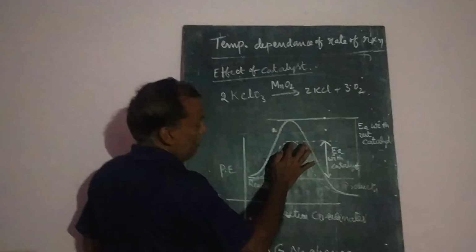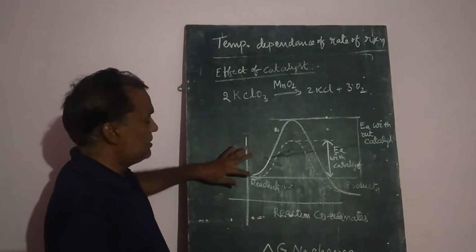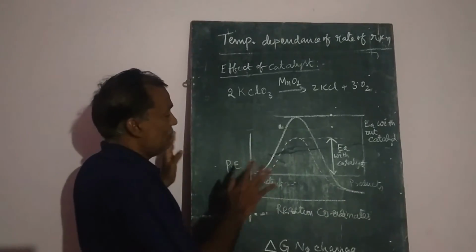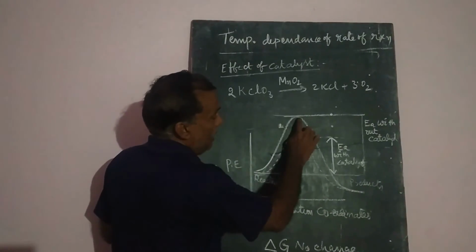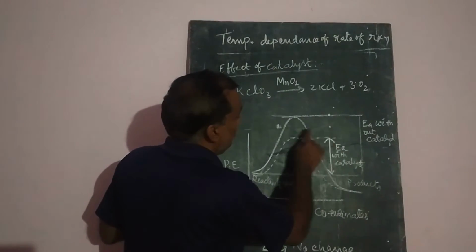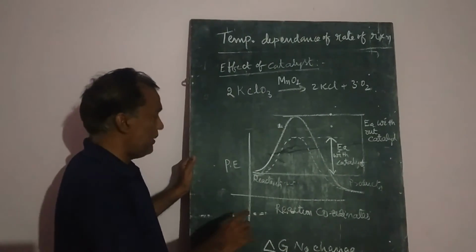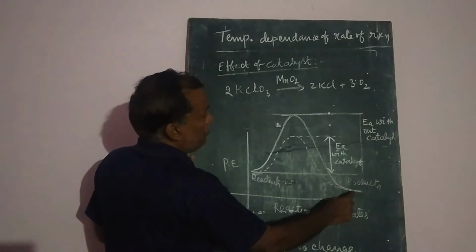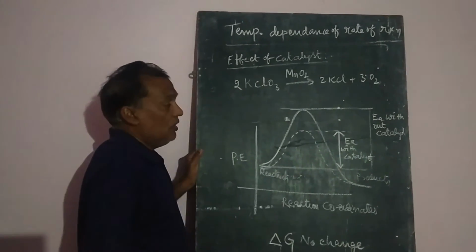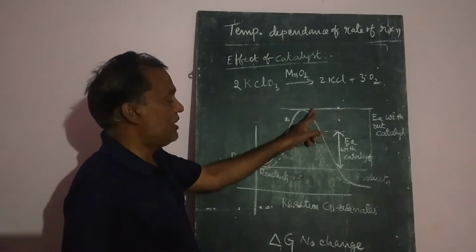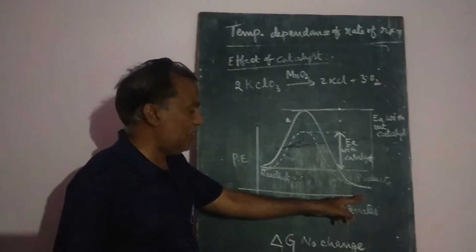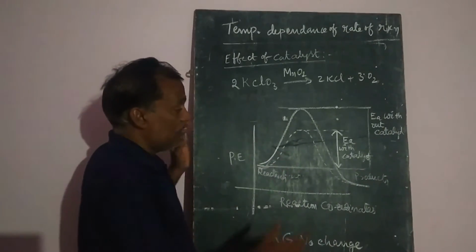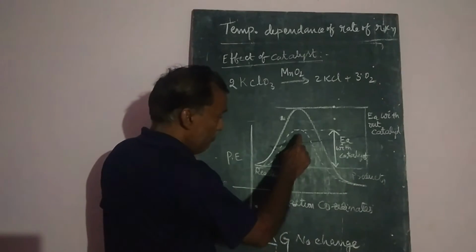We have drawn two lines. One is a dotted line and the second one is the other line. So this represents the activation energy without catalyst for a reaction. That means the dissociation of potassium chlorate gives rise to the products potassium chloride and oxygen. So this is how the reaction will be carried out without catalyst. But now listen here: the activation energy with catalyst.